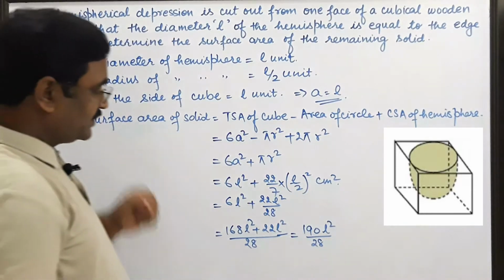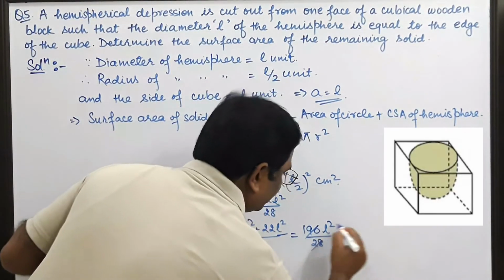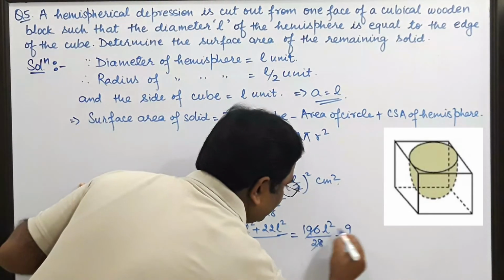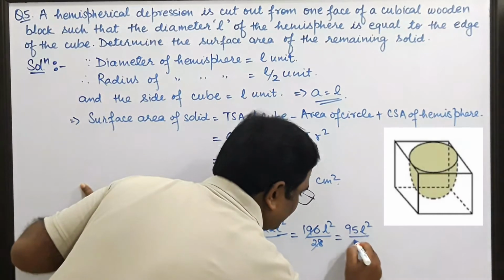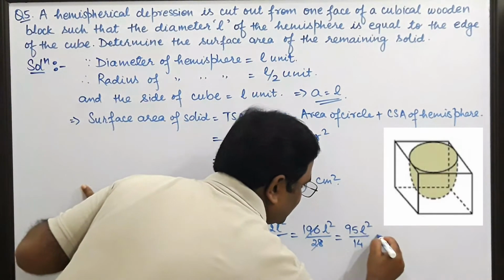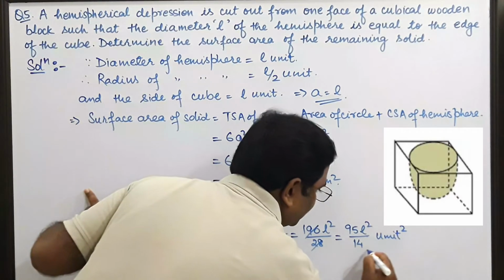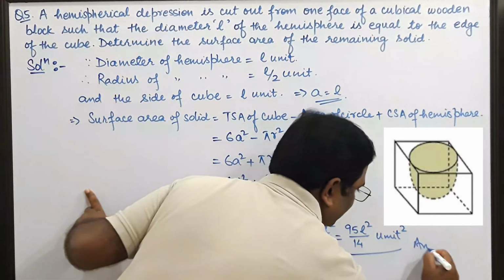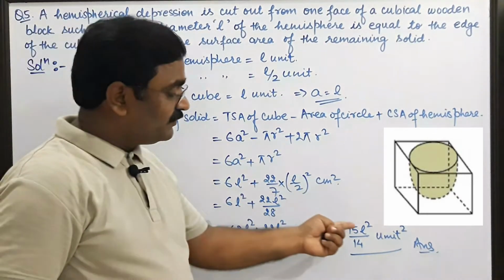Okay, when we simplify it by 2, we will get 2 9s are 18, 2 5s are 10, 95 L square upon 14 square unit is the answer, means the surface area of the remaining solid in terms of L.